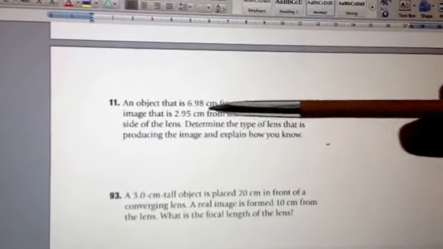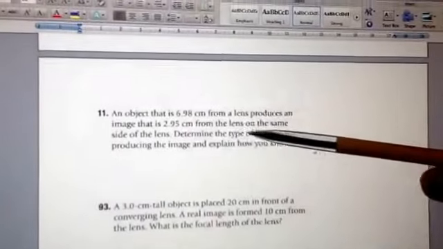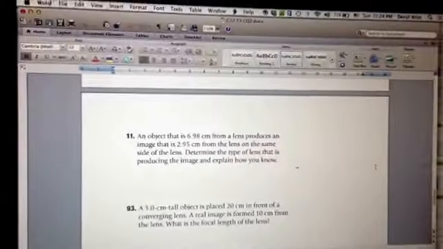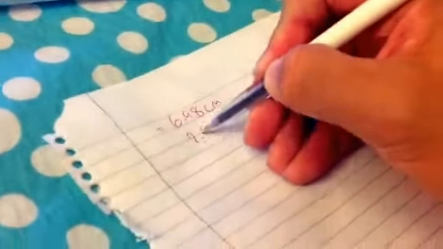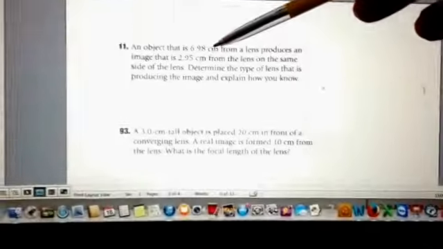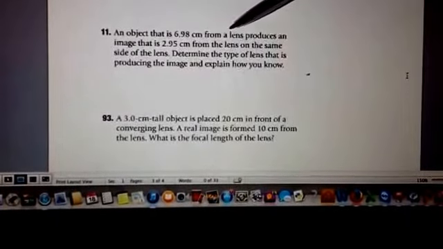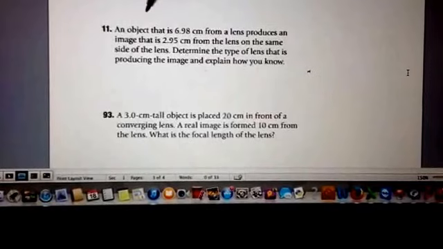Okay. First thing we're going to do is write down all these numbers and the question. So 6.98 centimeters, I'll put it in my notebook. And the other number was 2.95 centimeters. And the question was asking: determine the type of lens. So is there any other information they give you? No. So what are they given?